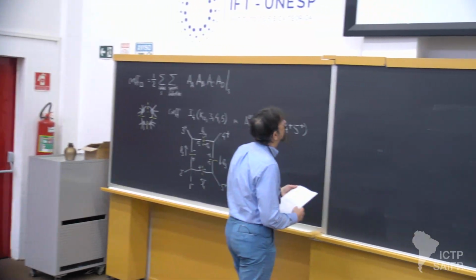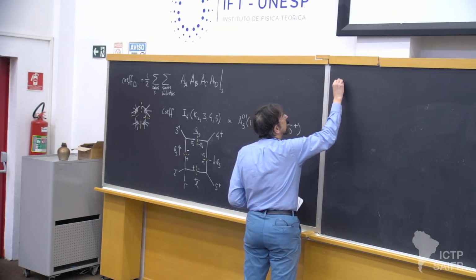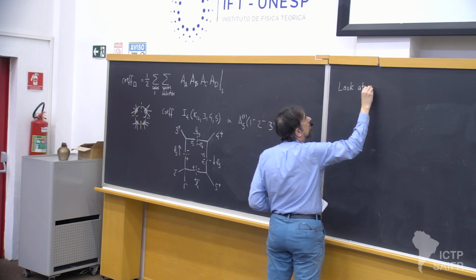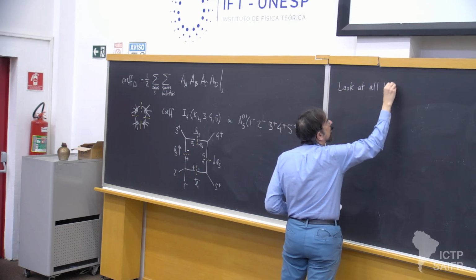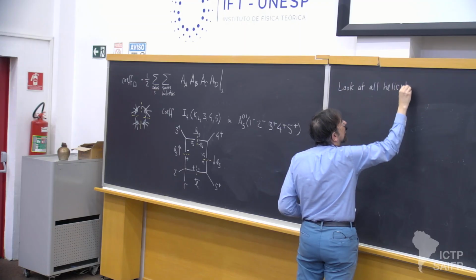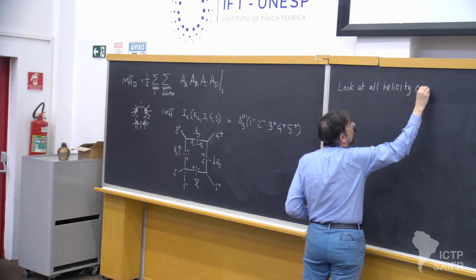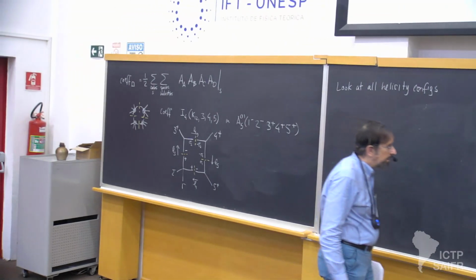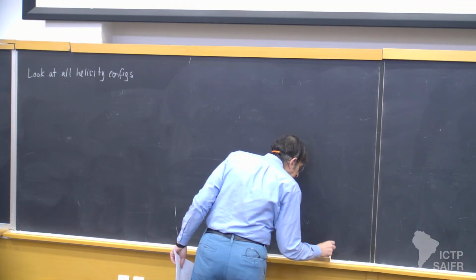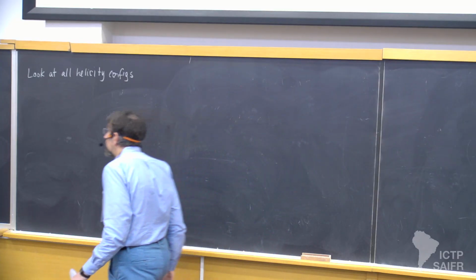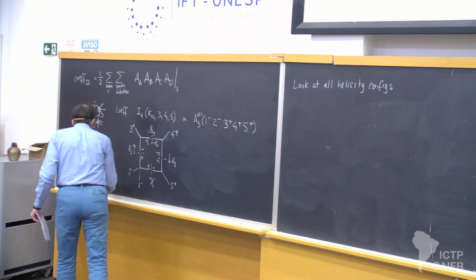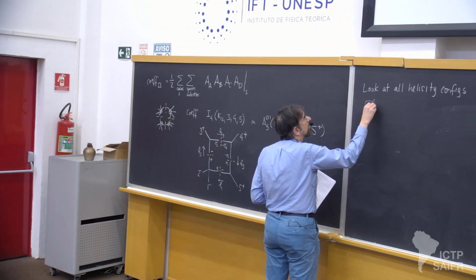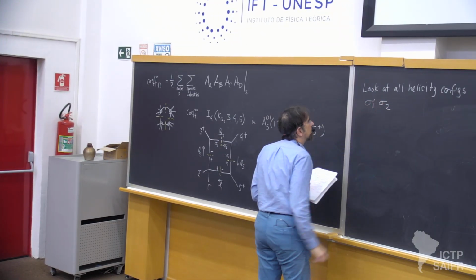So now we have to look at all the helicity configurations. I need a larger piece of chalk here. Let's see if this one is manageable. Oh, it's actually weaker.